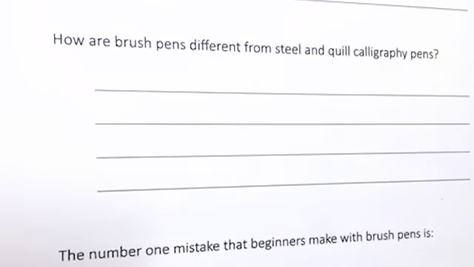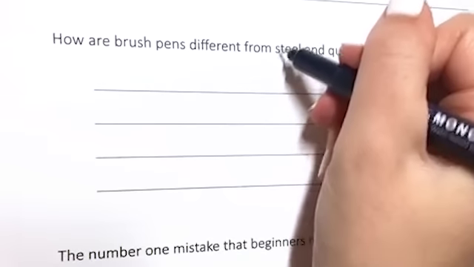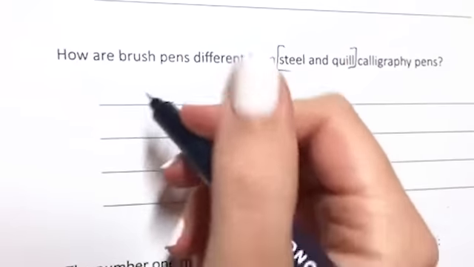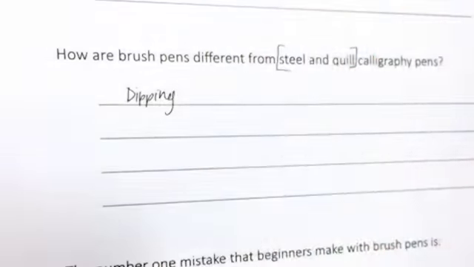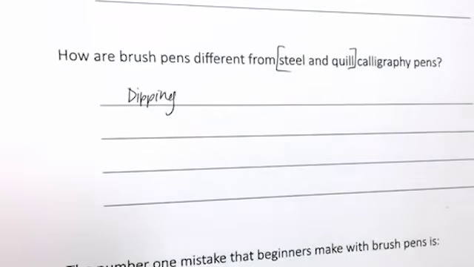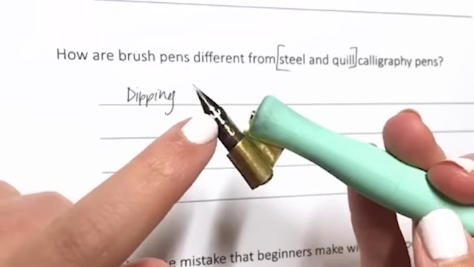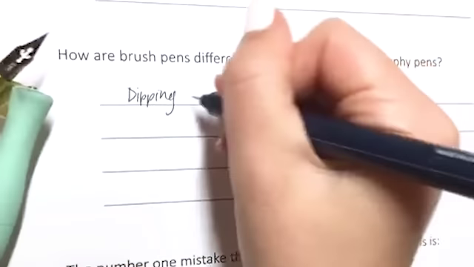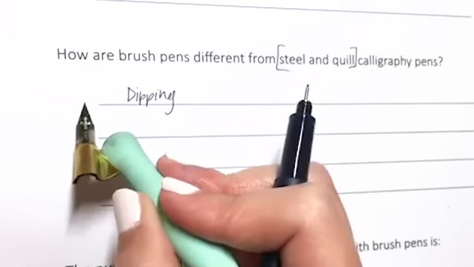Okay, and then how are brush pens different from steel and quill calligraphy pens? So for steel and quill, you are dipping the pen in ink, and that's like what Jordan was showing with this pointed pen. So this nib right here is steel, and the thicks and the thins are created with this pointed pen by adding pressure to make the thick strokes.